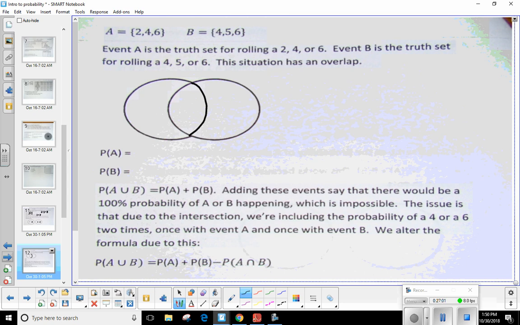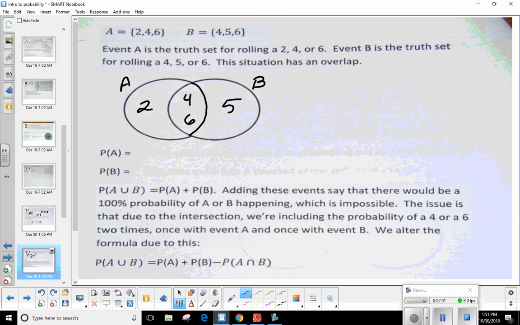Anyways, event A is the truth set for rolling a 2, 4, or 6. Event B is the truth set for rolling a 4, 5, or 6. So this situation has an overlap. These two sets are not mutually exclusive. They do have an intersection. In fact, what appears in both? Okay, 4 and 6. So let's say this is A, this is B. So 2 appears in A and 5 appears in B, right?